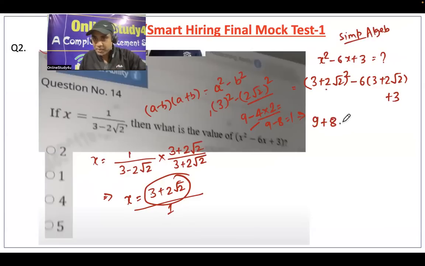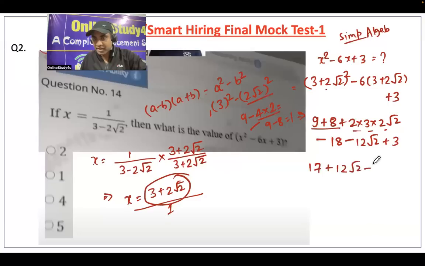So 8 plus 2ab, so 2 into 3 into 2 root 2 minus, so 6 3s are 18, and minus plus minus, so 6 2s are 12, 12 root 2 and plus 3, no problem. So this is 17, okay, plus 2 into 3 is 6, 6 into 2 is 12, 12 root 2 minus 18 minus 12 root 2.